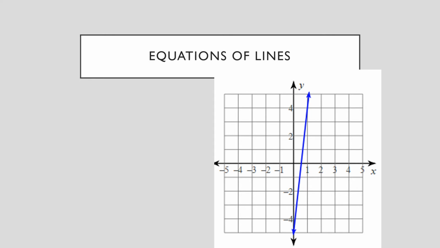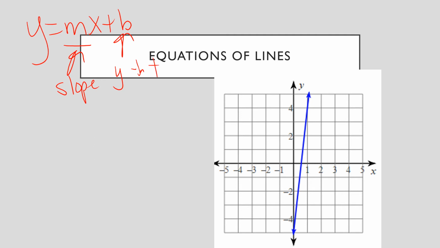All right, equations of lines. So again, y equals mx plus b is our, well, it's not standard form, it's slope-intercept form. M is my slope, b is my y-intercept. So those are the two pieces of information I need to find. That's what goes into that formula.